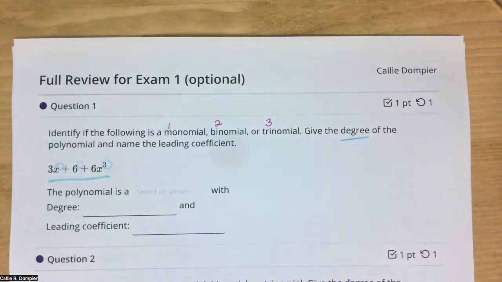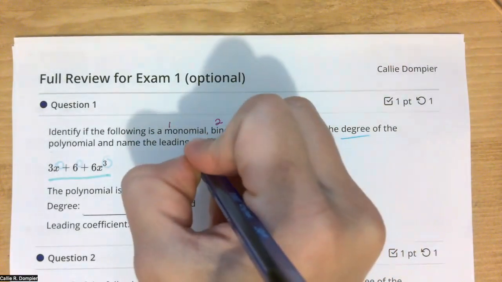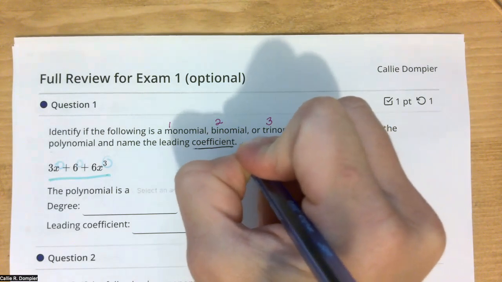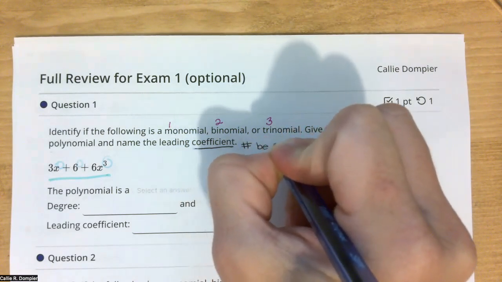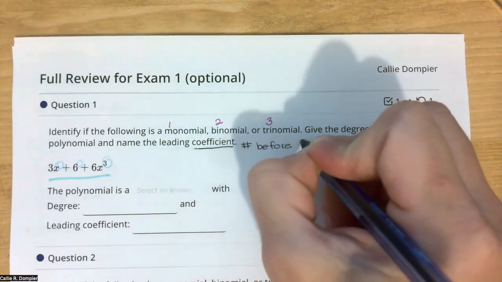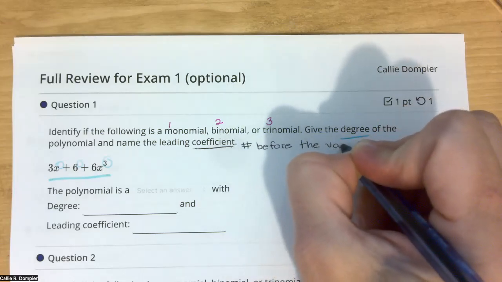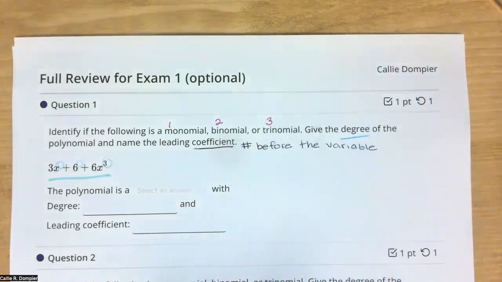Give the degree of the polynomial and name the leading coefficient. So the one word that I think is important here is, what is a coefficient? The coefficient is the number before or being multiplied to the variable. And the variable here is the letter x. So the coefficient is the number before the variable. That will be true for all of this class. That's what it always means. Good? All right. So they give us 3x plus 6 plus 6x cubed.